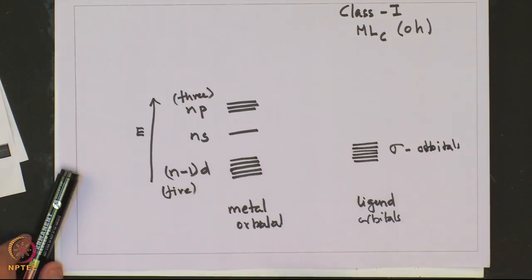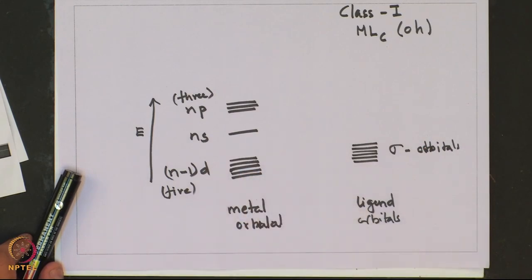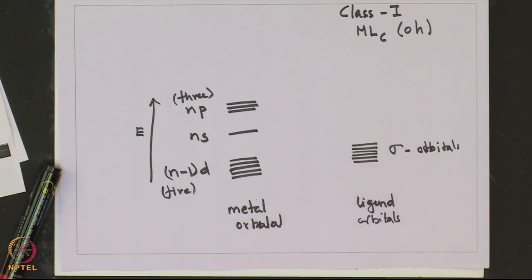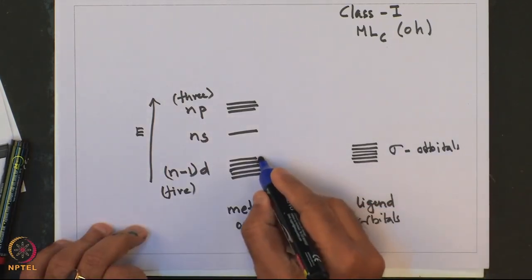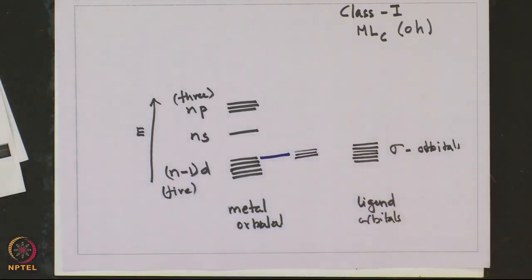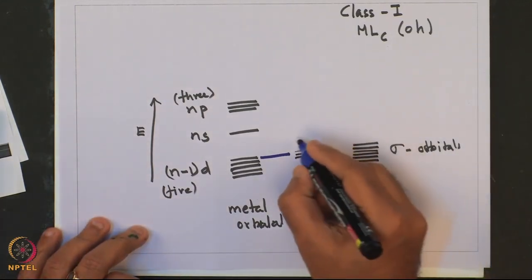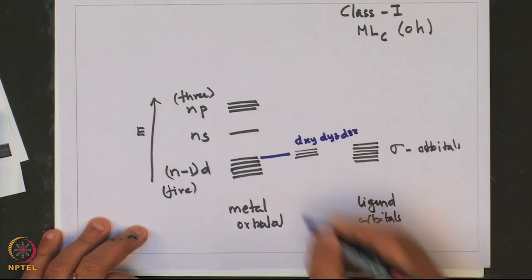Now, of these, if there are 6 sigma orbitals, then the ligand orbitals should interact with only 6 of the 9 metal orbitals. So, that means 3 of the 9 metal orbitals would not be interacting with these 6 sigma orbitals. These 3 orbitals which do not interact are the ones which are not along the internuclear axis, but are in between the axes, and these are dxy, dyz, dzx. So, they stay as non-bonding.